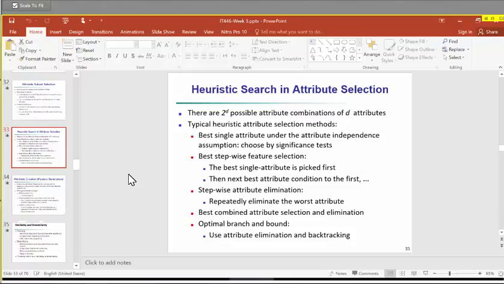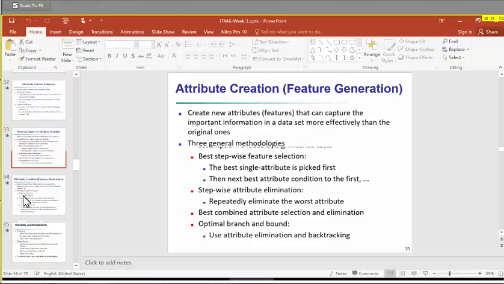Then we can have best stepwise feature selection, where the best single attribute is picked first, then the next best attribute conditioned on the first, and so on. A stepwise attribute elimination method is also there, where we repeatedly eliminate the worst attributes. Then we have best combined attribute selection and elimination, and then we can have optimal branch and bound.